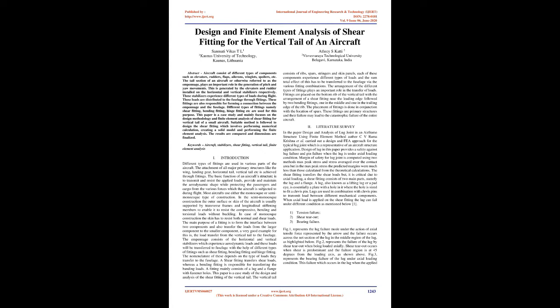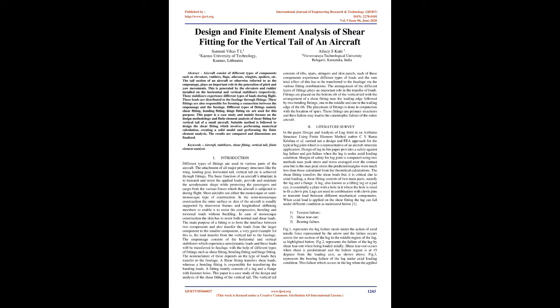The nomenclature of these depends on the type of loads they transfer to the fuselage. A shear fitting transfers shear loads, whereas a bending fitting is responsible for transferring the bending loads. A fitting mainly consists of a lug and a flange with fastener holes. This paper is a case study of the design and analysis of the shear fitting of the vertical tail.